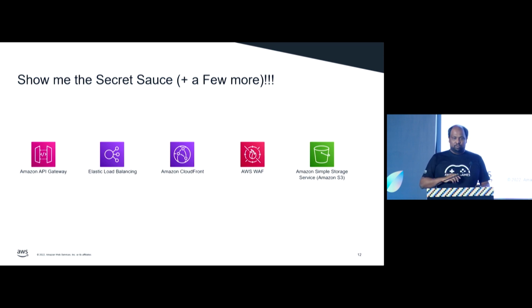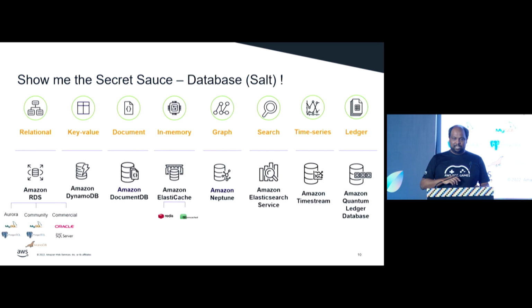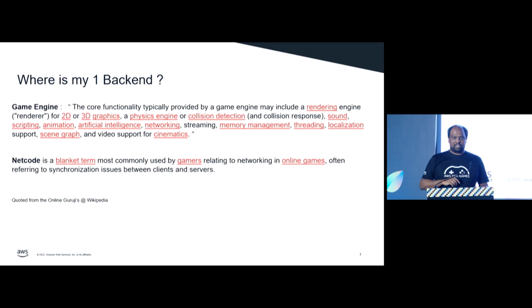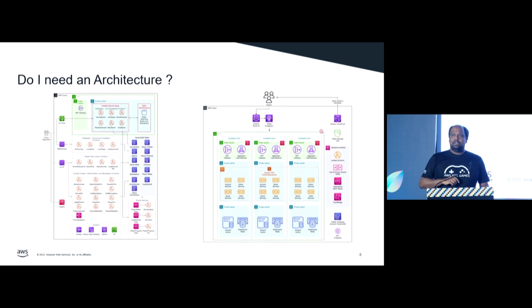Now, keeping these three things in mind, if I go back to this complicated diagram which you saw right at the beginning, it's just using these three components. A compute, a database, and those extra few spices just to get your game up and running.